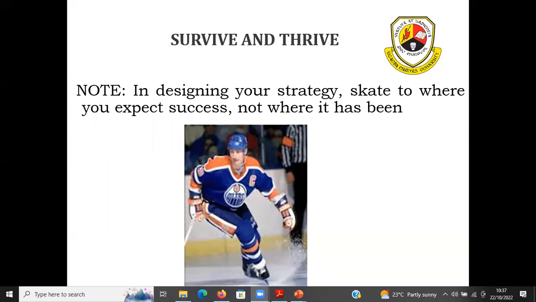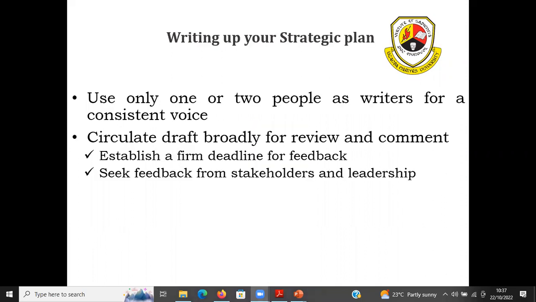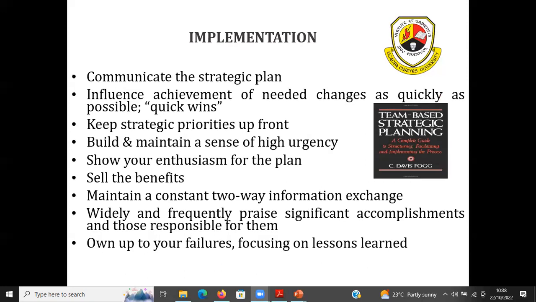Why do we carry out strategic planning? It is to survive and thrive. That is the primary objective of strategic planning. Writing up the strategic plan, you use one or two people to write. These are part of the team, so they are not the ones who came up with it. It's an entire team. But the writing process can be done by one or two people. Once it is done, circulate a draft and gain feedback, which is then improved. Seek feedback from stakeholders and top management.